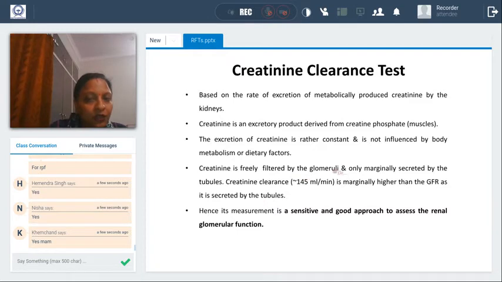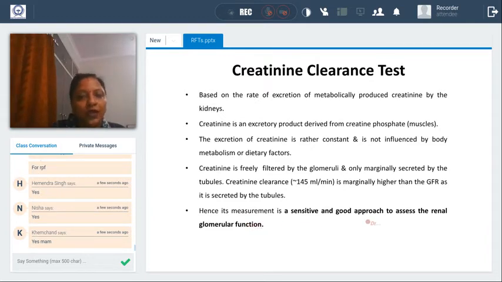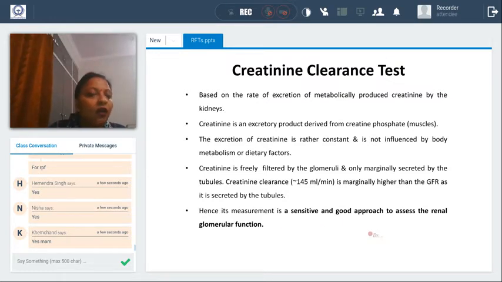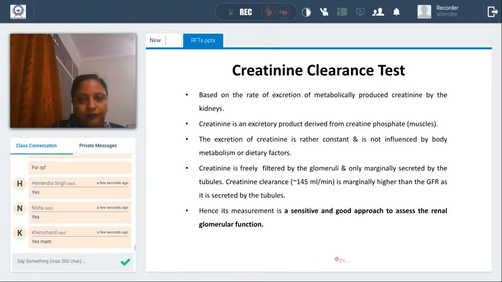Creatinine is freely filtered by glomeruli and also only marginally secreted by the tubules. So it is marginally higher than GFR. Hence, its measurement is a sensitive and good approach to assess the renal glomerular function or kidney function test.